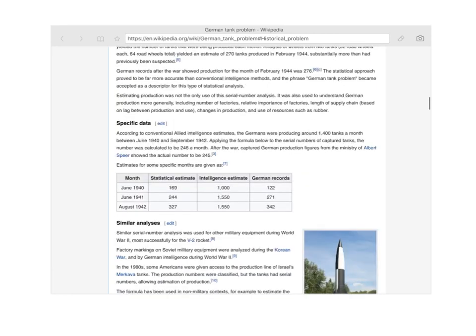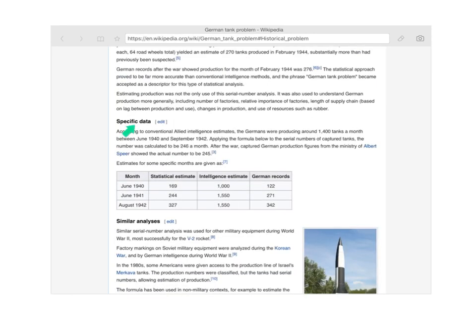Yes, it's actually down here. Okay. So it says specific data. According to the conventional Allied intelligence estimates, the Germans were producing around 1,400 tanks a month between June 1940 and September 1942. Applying the formula below with the captured tanks, the sample, right? The number was calculated to be 246 a month.